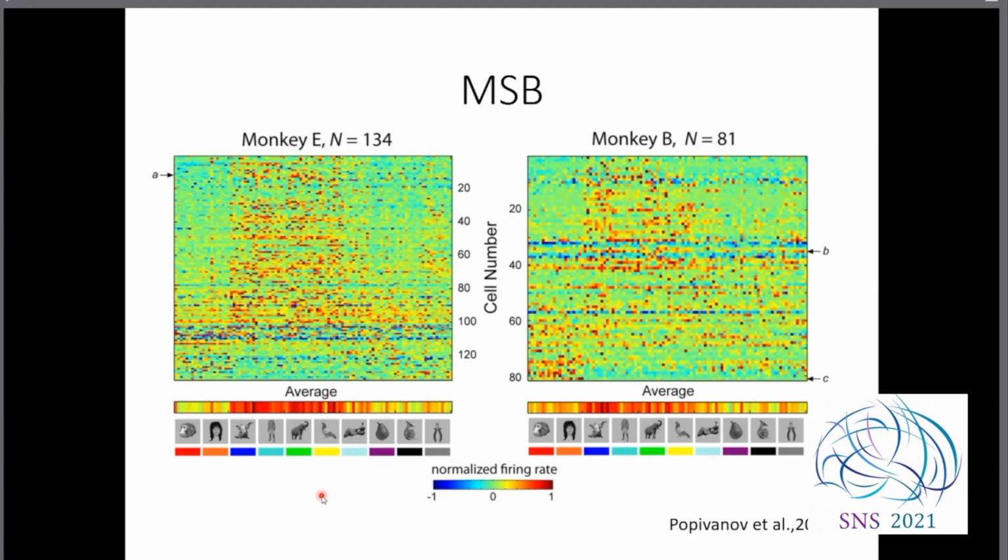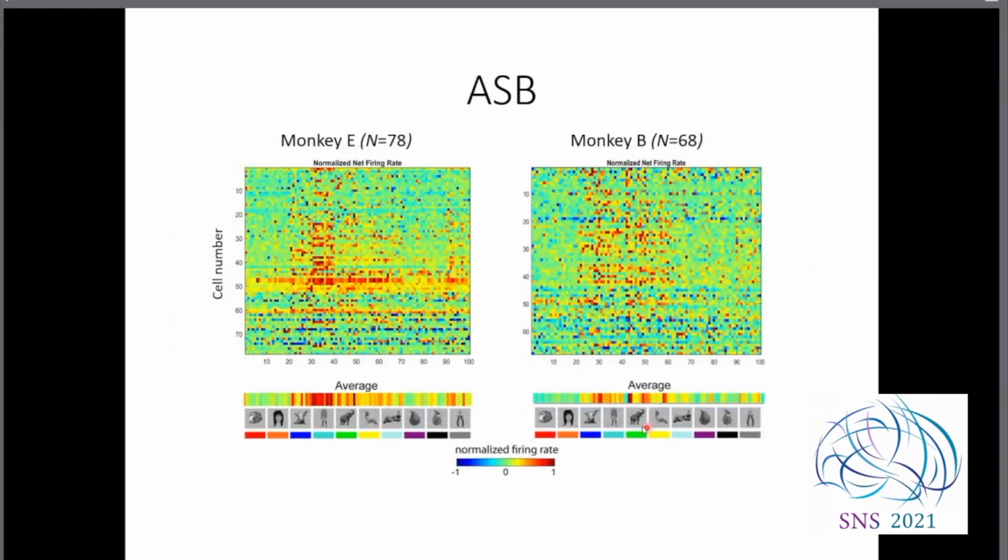In ASB, the anterior one, we had the same picture. Also on average, you have a strong response to bodies, and also to some non-bodies here. On average, the response is stronger to bodies compared to non-bodies, but there is still some heterogeneity, as you can see.